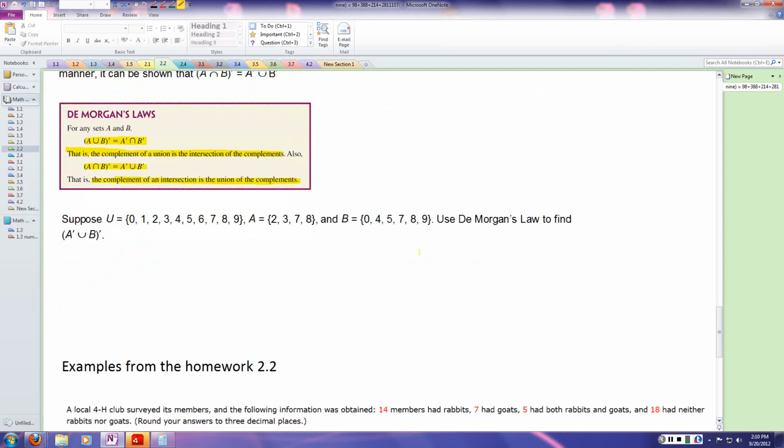So let's look at an example using De Morgan's law to find A complement union B quantity complement. So I could go about the long way, find A complement, union B, and then find the complement of that set. Or I can apply De Morgan's law. And it doesn't matter which way you do it, but let's apply De Morgan's law here. So if I have A complement union B quantity complement, that's going to be the same thing as taking A intersection B complement. So A is given as this.